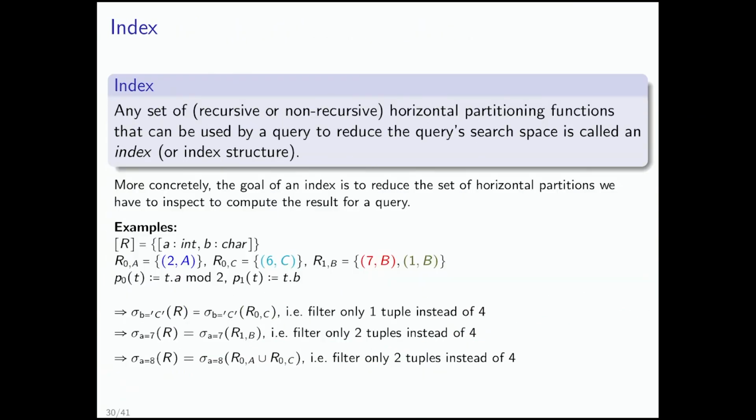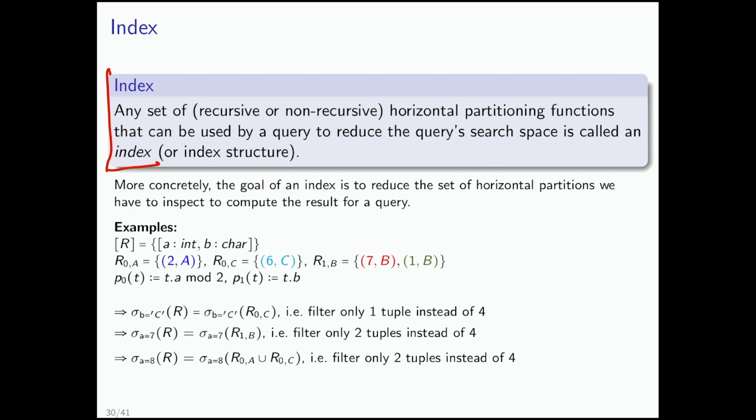And that yields a super important concept, and that's called an index. Any set of recursive or non-recursive horizontal partitioning functions that can be used by a query to reduce the query search space is called an index or index structure. Index is just a database researcher's name for data structure. If you learned about binary search trees, hash tables, red-black trees, and what exists, zillions of data structures out there, I will be calling those data structures indexes.